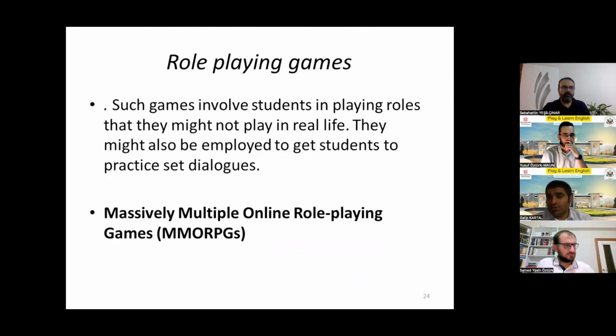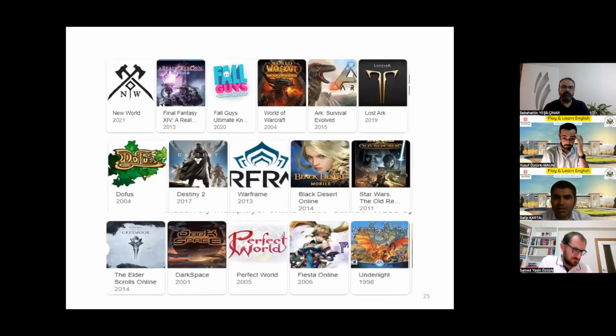These games involve students in playing roles that they might not play in real life. And they might also be employed to get students to practice dialogues. One of the commonly used versions of this is massively multiple online role-playing games. Some examples are New World, Final Fantasy, World of Warcraft, and so on and so forth. I'm sure that you saw some articles or heard about the use of World of Warcraft for teaching language.